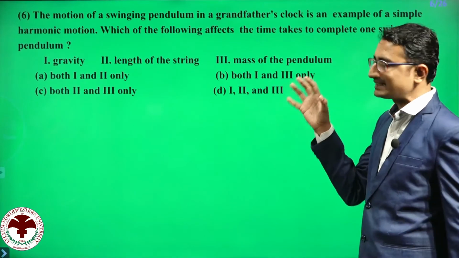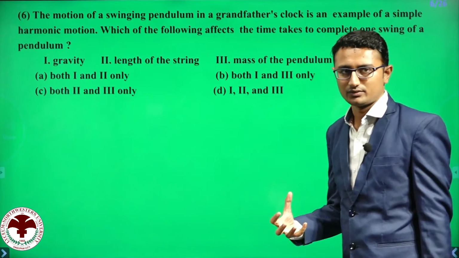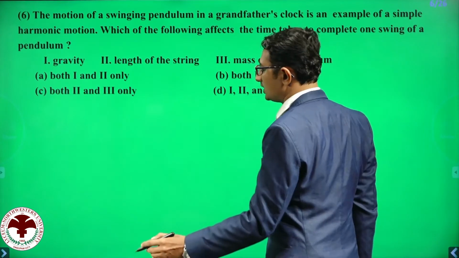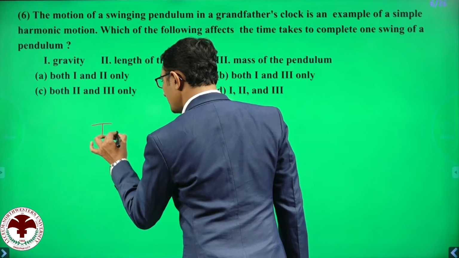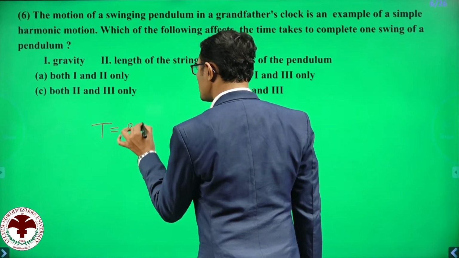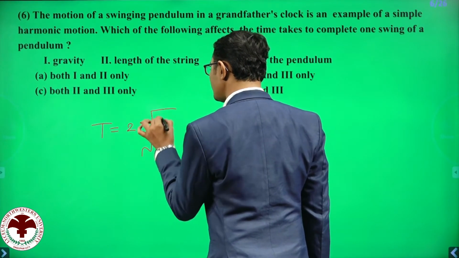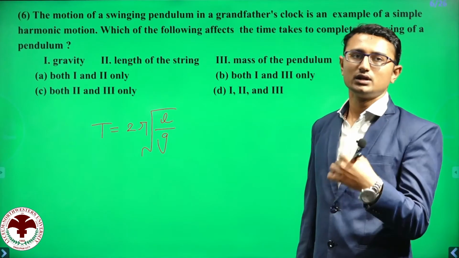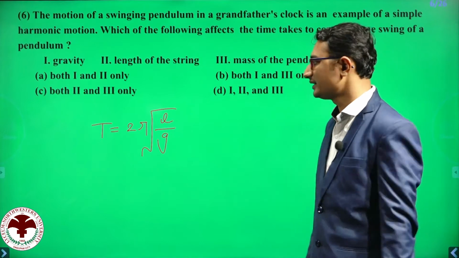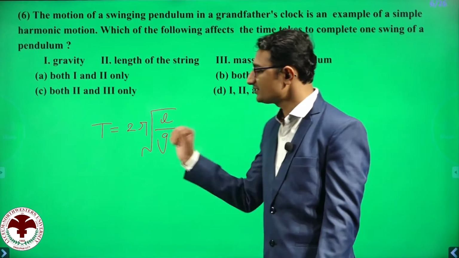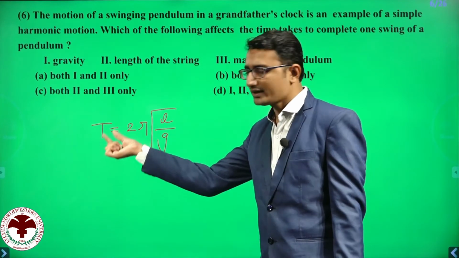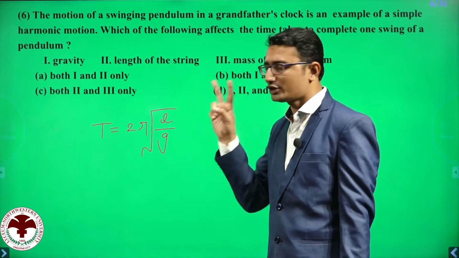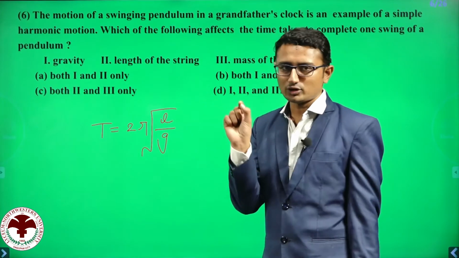This question is all about the time period. So we should know the formula of the time period, that T equals 2 pi under root of L upon g. This is the formula of the time period of a simple pendulum. By this formula, you can see that the time period of a simple pendulum depends on two things. First one is the length of the string.